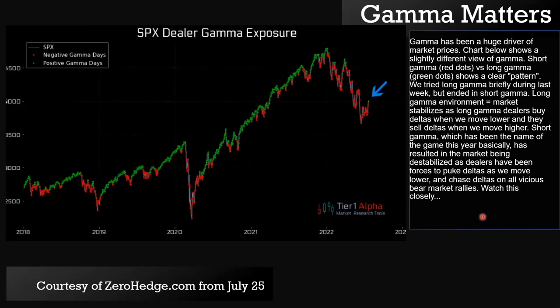When it's in short gamma, which has basically been this entire year, that has resulted in a market that's destabilized, as dealers have been forced to puke their deltas, meaning that they need to chase price as we move lower. And basically that's the point that Zero Hedge is trying to get across there.